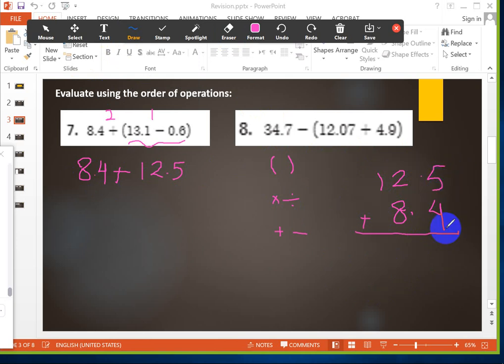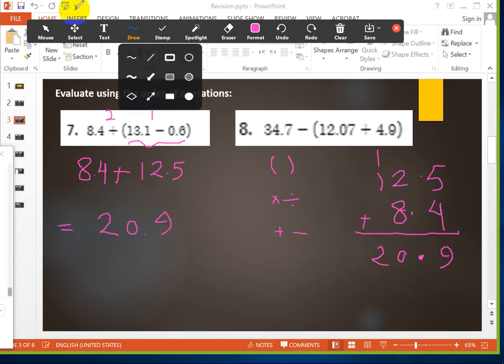Now 5 plus 4 equals 9. I will put the decimal point in the same location. Now 2 plus 8 equals 10. So I have to regroup the number, put 0 here and 1 above the tens. 1 plus 1 equals 2. So it will be 20.9. This is the final answer for this expression. Okay?